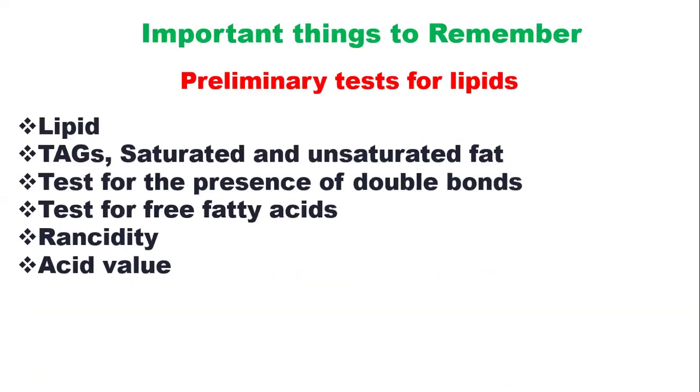Under preliminary test for lipids, you are expected to understand the meaning of lipids and the classes of lipids, under which we discussed triacylglycerols, which are the neutral fats. You should understand saturated and unsaturated fats and their examples. You should understand the tests that you carry out, the test for the presence of double bonds and the test for free fatty acid. You should understand the concept of rancidity, the types of rancidity, the causes, and also be able to understand what acid value is.